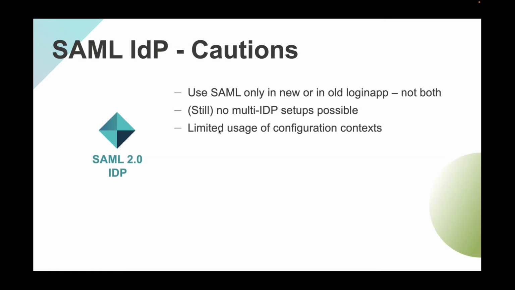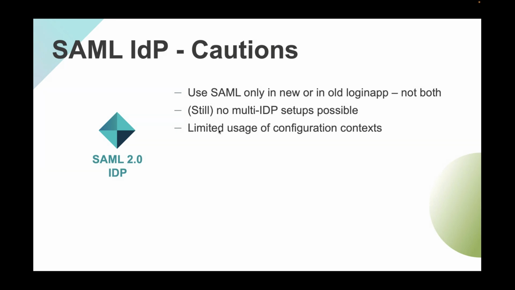Some cautions, or some limitations. You can only use SAML in the new or in the old Loginapp, but not mix both worlds together. So if you are using IAM as both SAML IDP and SAML SP, then you cannot migrate. Then you have to wait for 7.7, because you cannot mix both SAML worlds in one IAM instance.